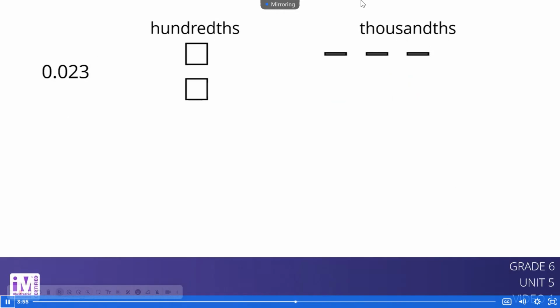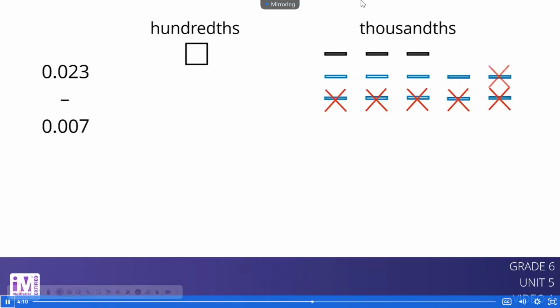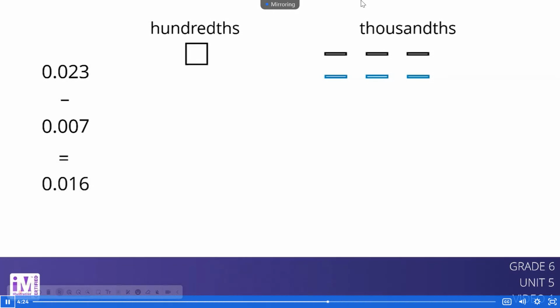We can unbundle one of the hundredths into 10 thousandths. Now we can remove 7 thousandths. We have 1/100th and 6 thousandths remaining. So 0.023 minus 0.007 equals 0.016. Here is a vertical calculation.